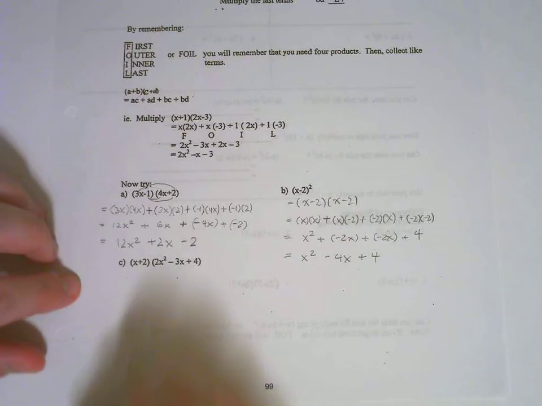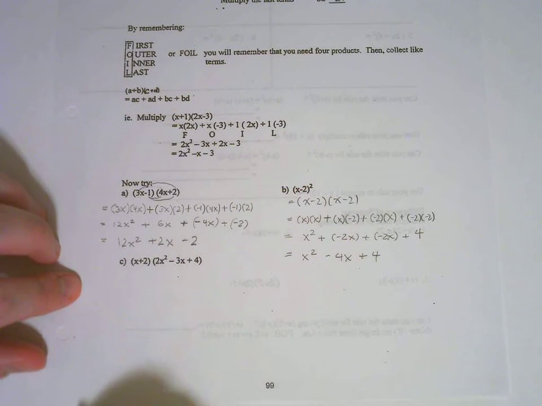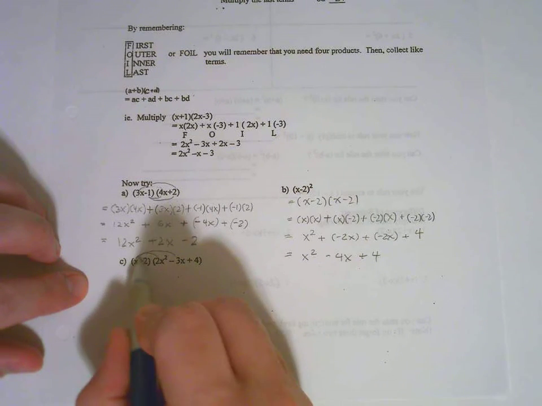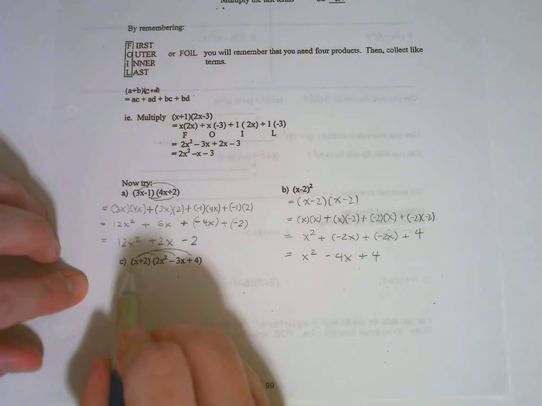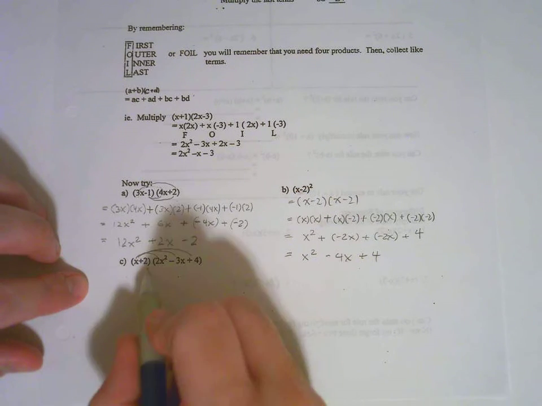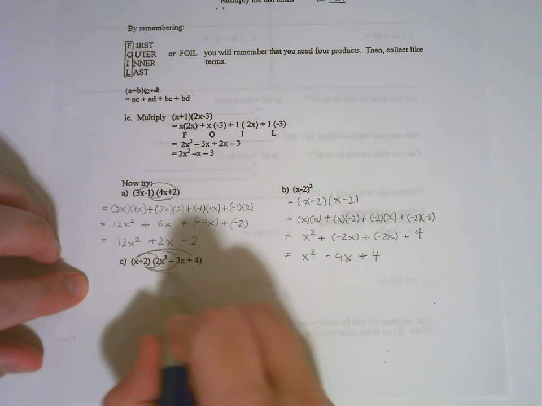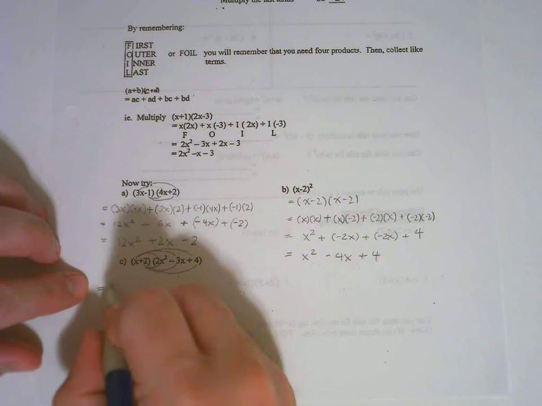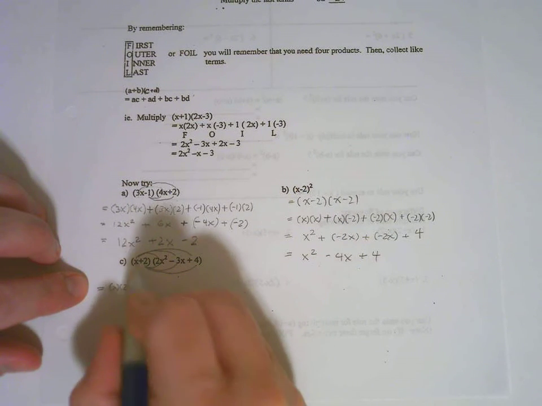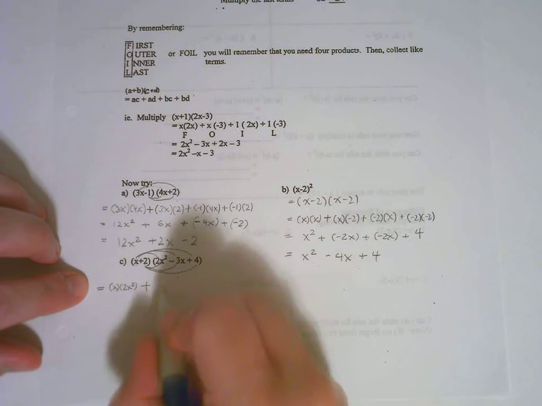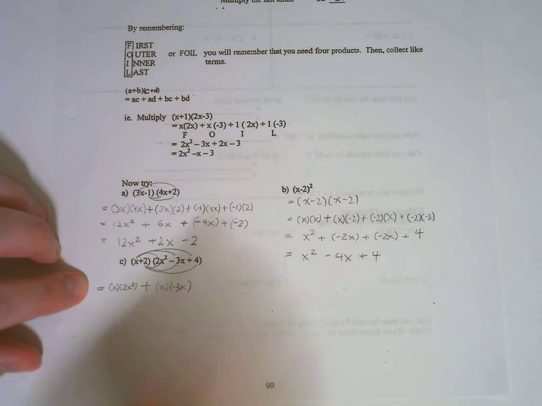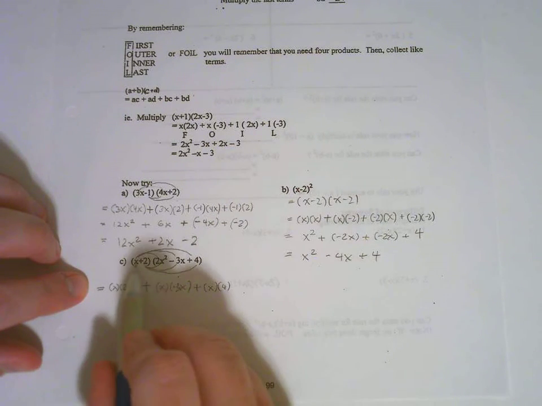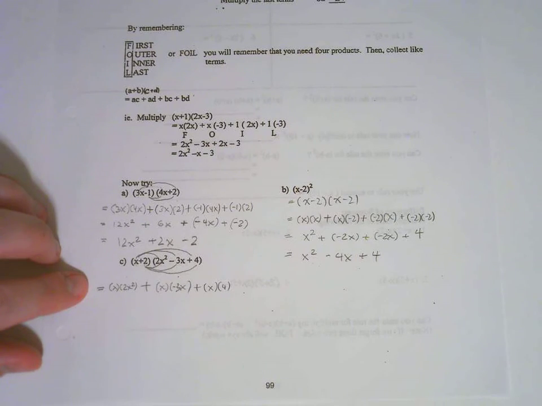And then with C, this is a binomial times a trinomial, so it's not quite foiling, but the same kind of idea. I want to make sure that everything is accounted for, so that x needs to get multiplied by each one of those, but then this 2 also has to get multiplied by each one of those. So if I keep track of that, I'm going to get this x times 2x, so those are my firsts, add x times -3x, then add x times 4, so that I did all three of those distributions for the first term.